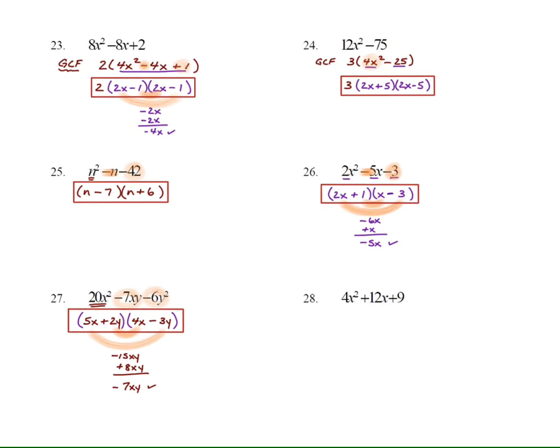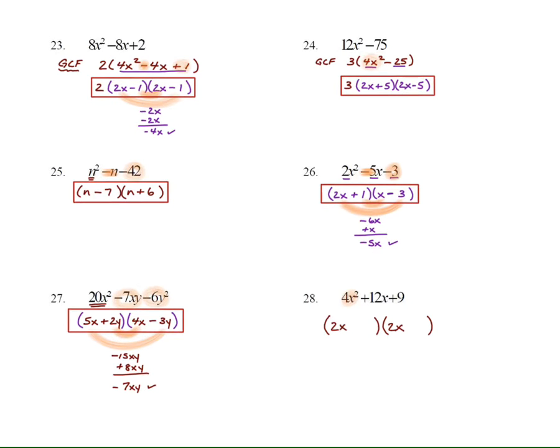And then number 28, first check for a greatest common factor. 4, 12, and 9 do not share any. So if this trinomial factors, it'll factor into two binomials. 4x squared can be written with 4x and x, or 2x and 2x. I'm usually going to try 2x and 2x. You may or may not recognize this as a perfect square trinomial, meaning the first term is a perfect square and the last term is a perfect square.